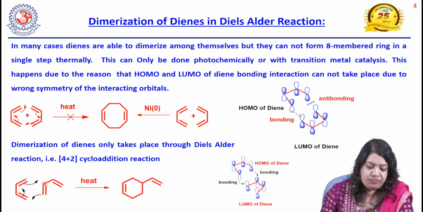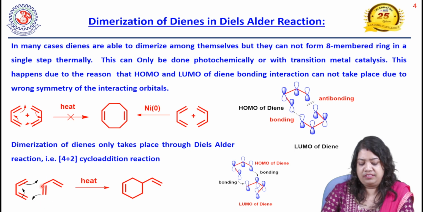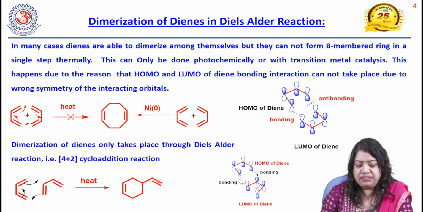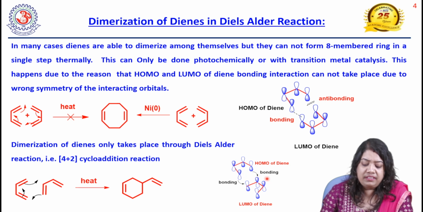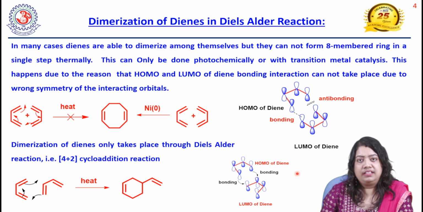That is, one diene will react with only one double bond of the other diene to give this substituted 6-member ring. Here HOMO-LUMO orbital symmetry matches to give bonding interaction if we consider the supra-supra overlap.